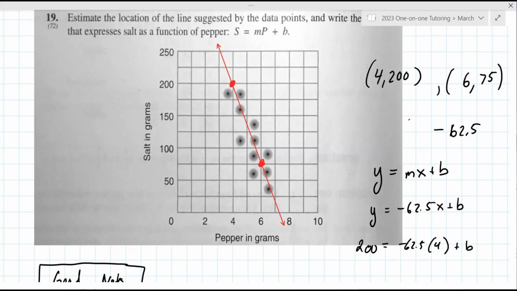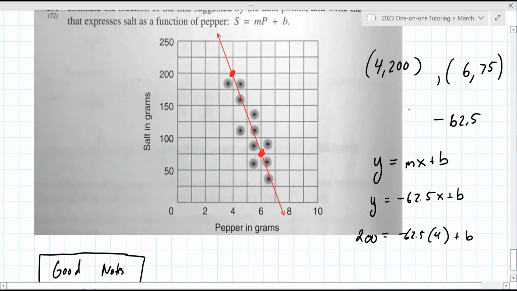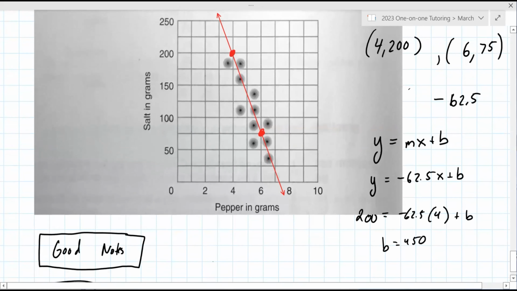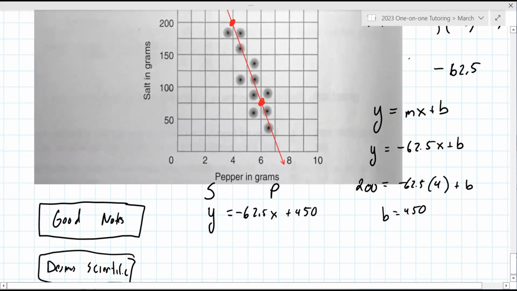Okay, 450. Good. So we put that back in. We would write y equals, minus 62.5x plus 450. But instead of using y and x, you go back to the original variables. Y is really s, x is really p. Salt equals minus 62.5 times p plus 450. All right, very well.